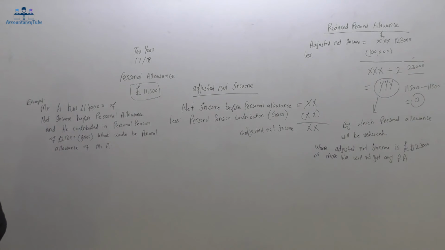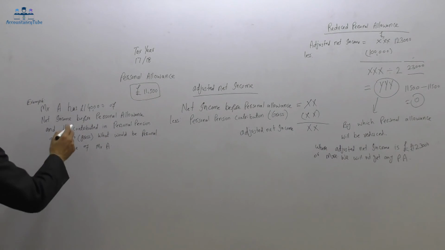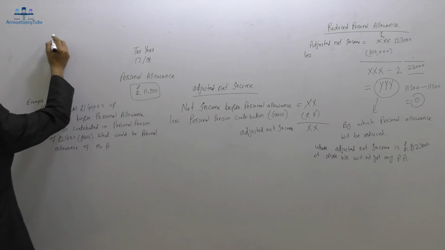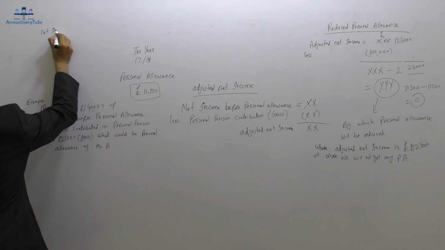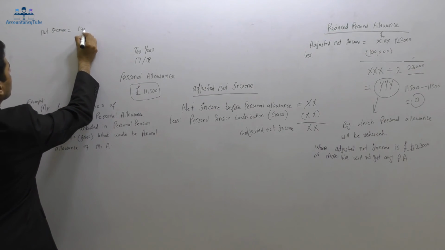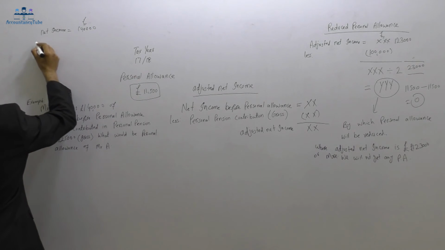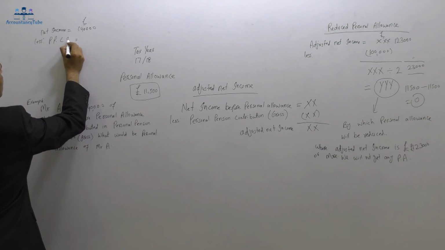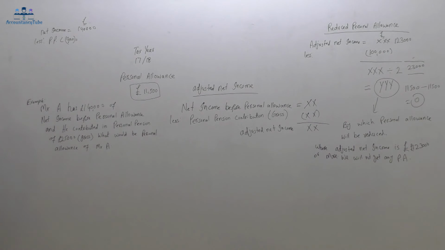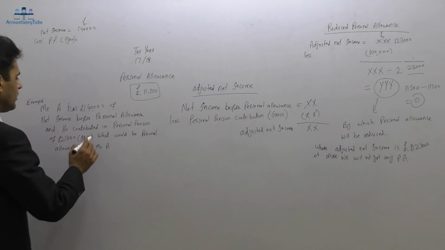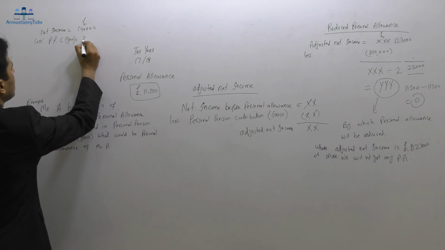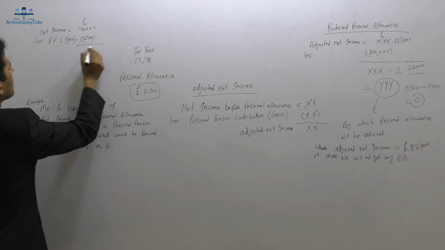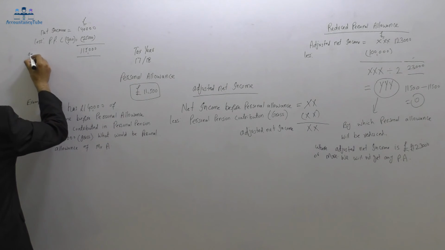So, net income of 140,000 pounds. Sorry, not adjusted net income, it is net income before personal allowance. So shall I do it here? Net income 140,000 pounds less personal pension contribution, and we need to take the gross amount. The gross amount of personal pension contribution in this case was 25,000 pounds, which makes the total of 115,000 pounds. So that is our adjusted net income.